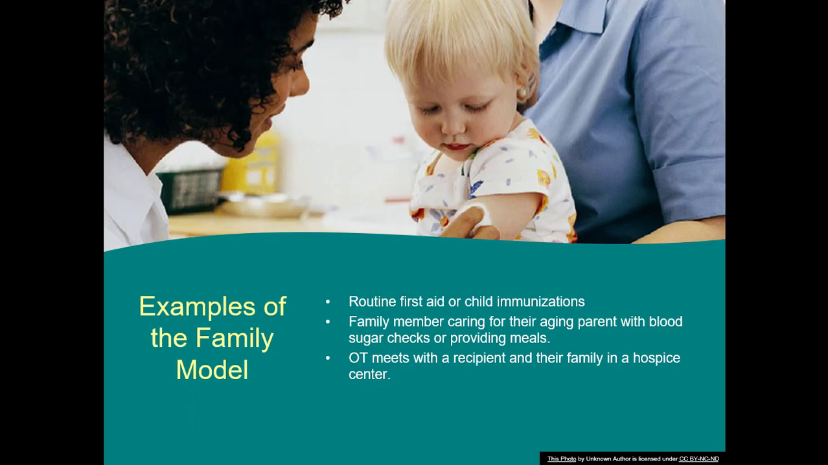The family model is very familiar to you, although you may not have identified it as such before. It occurs when a parent provides first aid to their child or makes sure their child gets their regular immunizations and dental checkups. It also occurs when an adult is caring for an aging parent in the home by learning how to manage their oxygen tanks, check blood sugar levels, or provide meals.